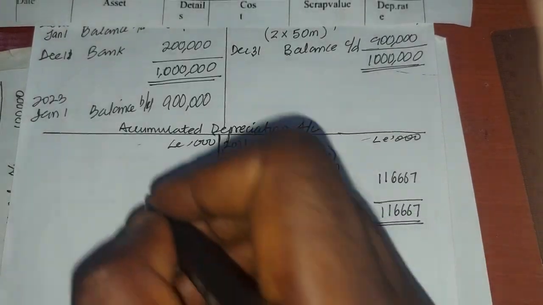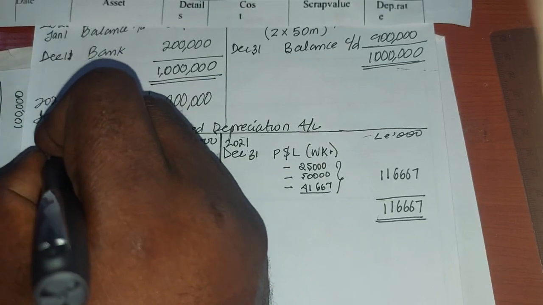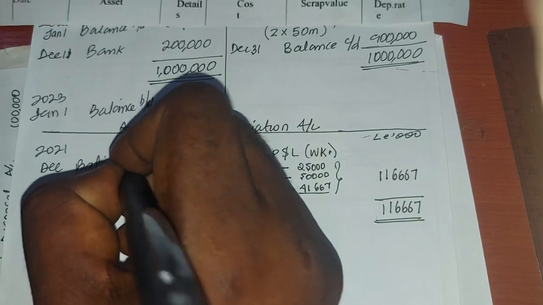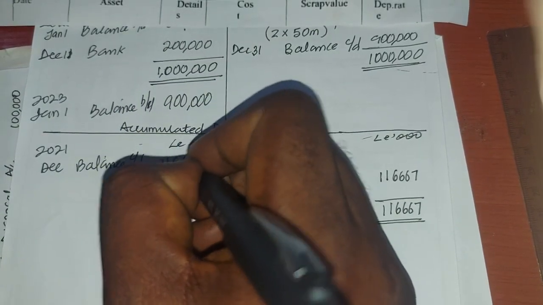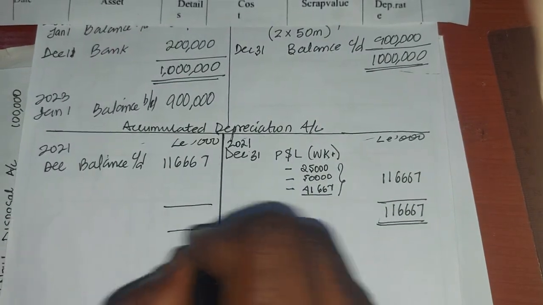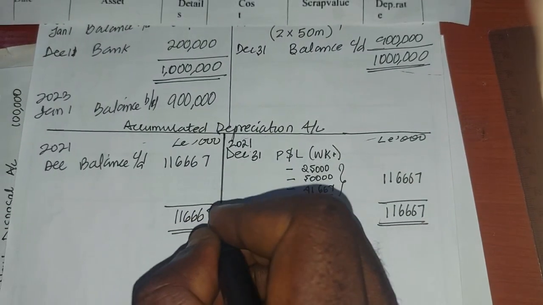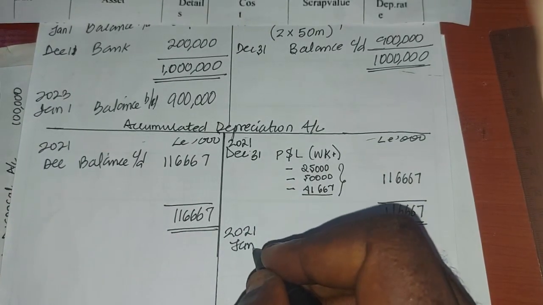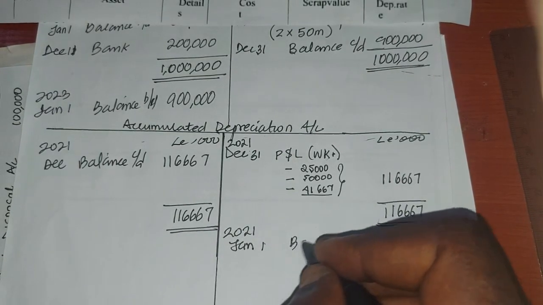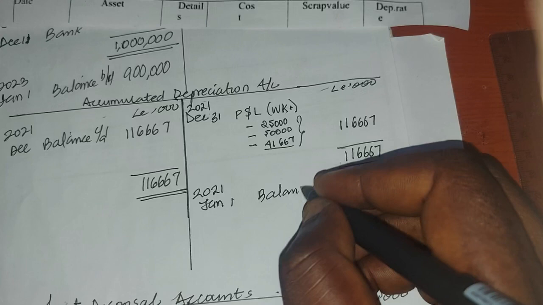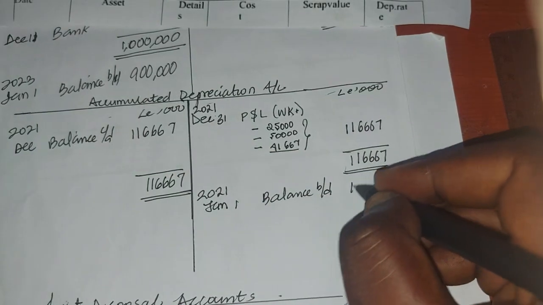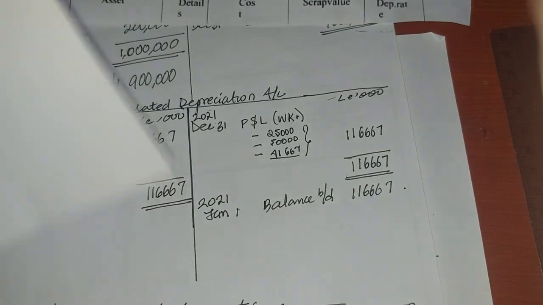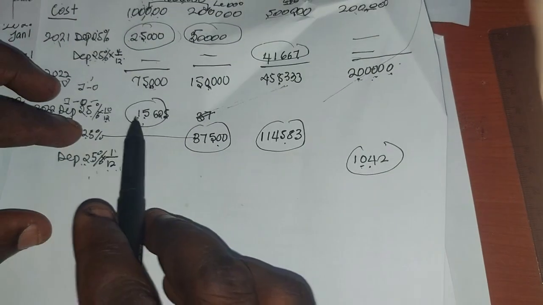11,667 goes to P and L. Then by December 2001, our accumulated depreciation balance carried down is 11,667. Then by January 1st, 2022, we have our balance brought forward of 11,667. Now, the depreciation for this year, we need to add this up.